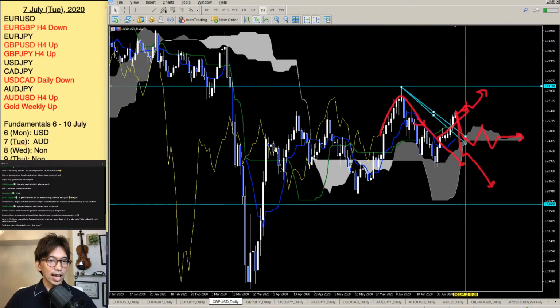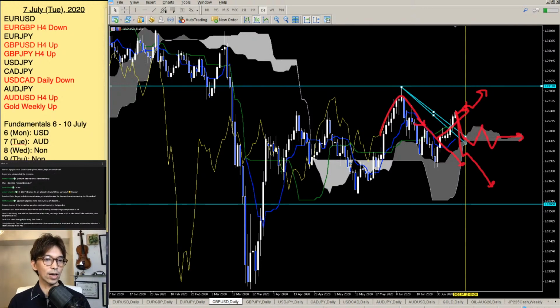Okay, I draw the forecast line in the 1-hour chart. Yeah, in the 1-hour chart it works too, but it's always better to take it in a daily chart to avoid these fakes. Do you include the candle where you started to draw the forecast lines when counting the 26 candles?